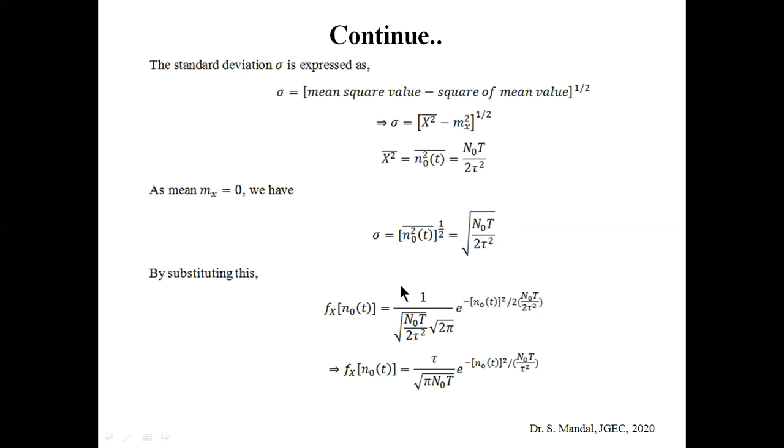Now if we substitute this value of sigma into the earlier equation of the probability density function, it is given by f_X(n0(t)) equal to 1 by root (n0 T by 2 tau square) times root 2 pi, into e to the power minus n0(t) whole square divided by 2 into n0 T by 2 tau square. Simplifying this, we get the probability density function as tau by root over pi n0 T, into e to the power minus n0(t) whole square by n0 T by tau square.